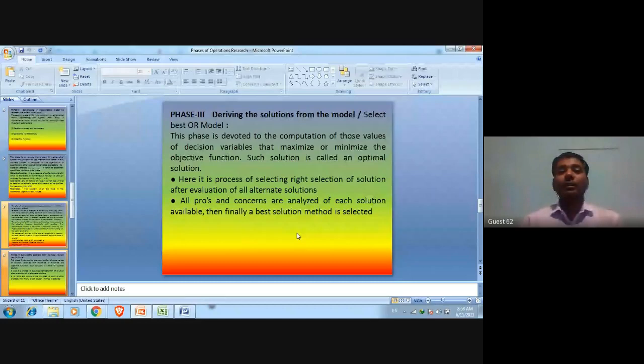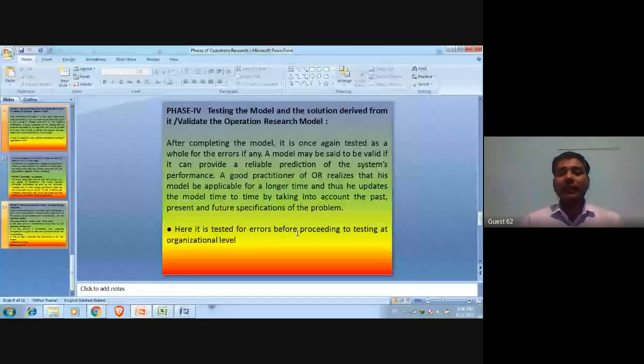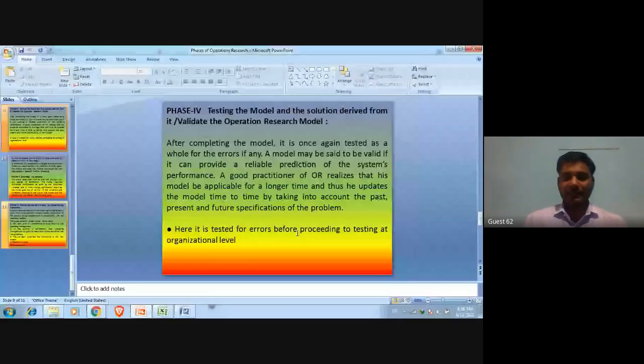In the next step, testing the model and the solution derived from it. This is also called validating the operations research model. Means validate whether it is valid or not. After completing the model, it is once again tested. After getting the solution, you will once again check whether there is an error or not.